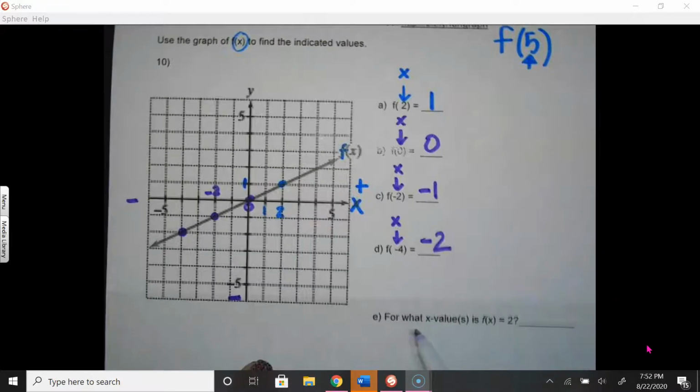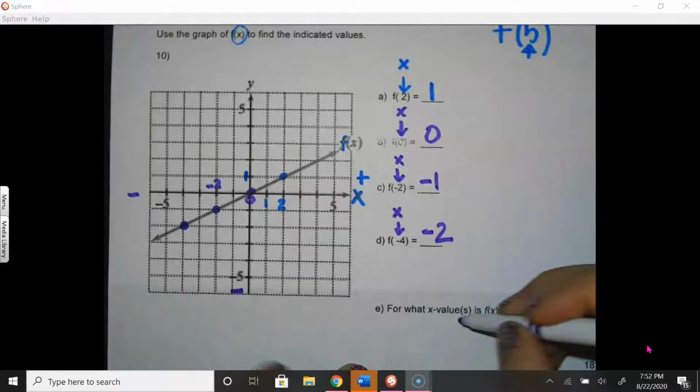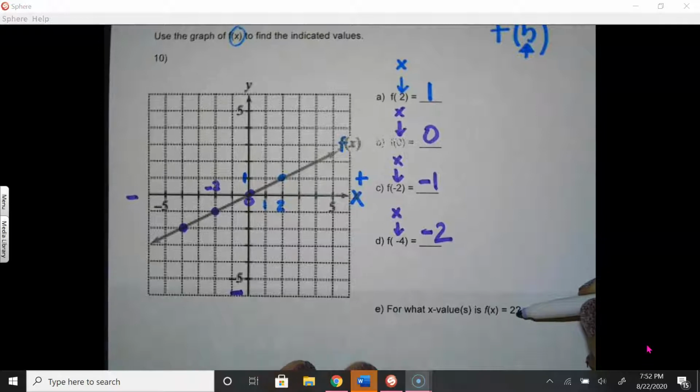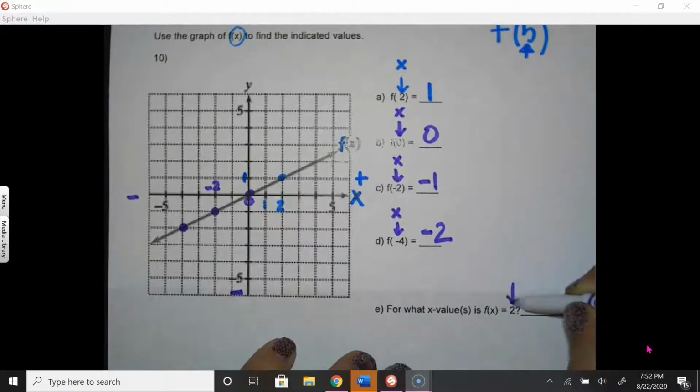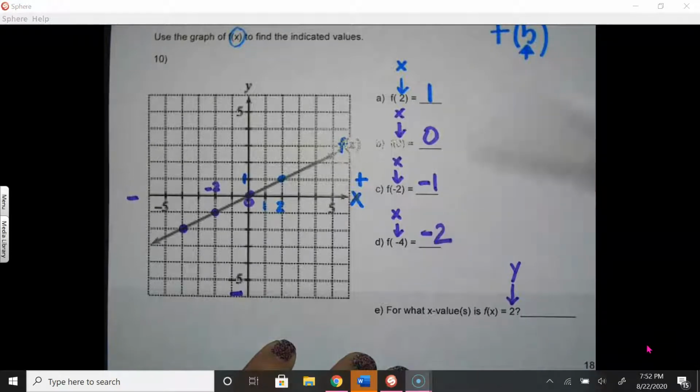Okay, then the last one says, for what x value or values, so there could be more than one, so we're going to find x. So if we're finding x this time, the number they give us is the output, the y value. So now they gave us the y. So in all of these, they gave us the x, but now they're telling us to find x.